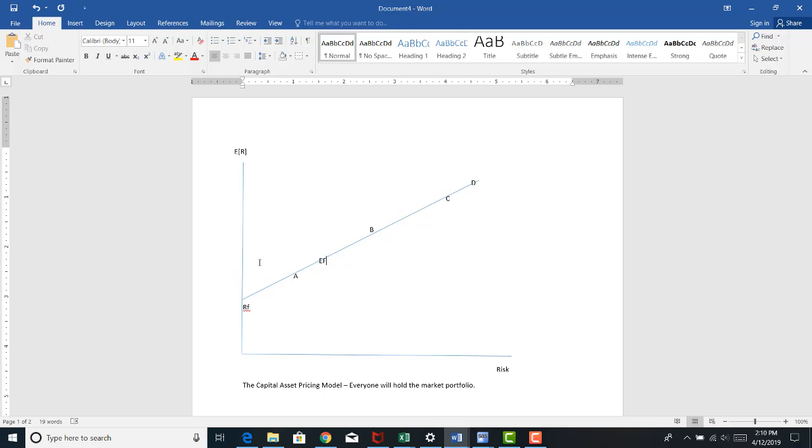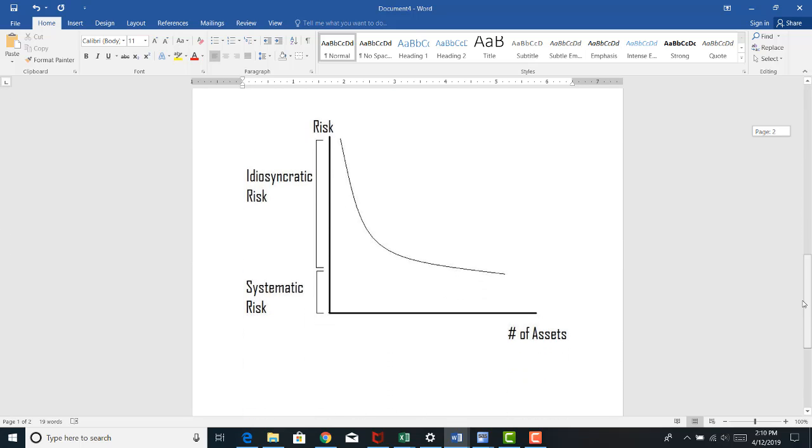So ultimately, the capital asset pricing model is assuming that everyone will hold the market portfolio. Now recall from an earlier video that if everyone were to hold the market portfolio, we can eliminate a large portion of our risk just through the process of diversification. The risk that we can eliminate is called idiosyncratic risk, but we can't eliminate systematic risk.